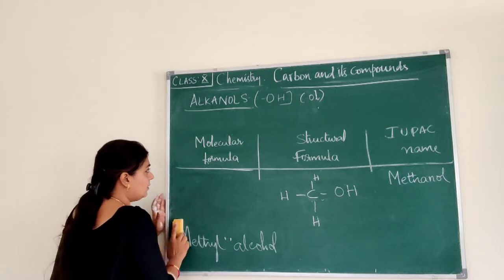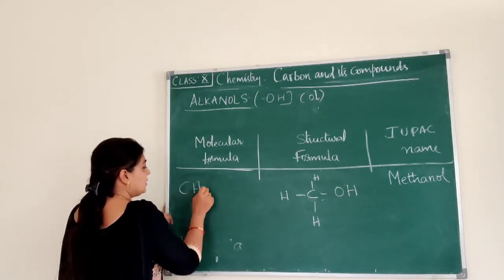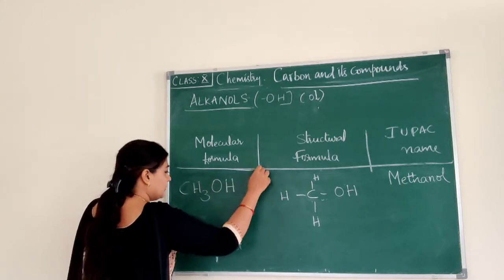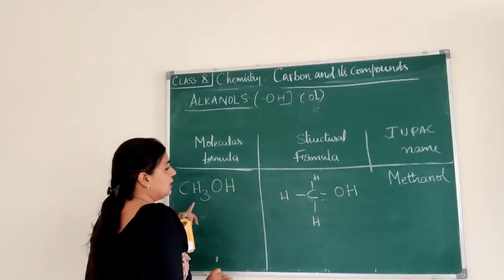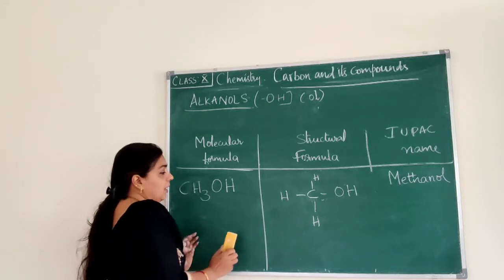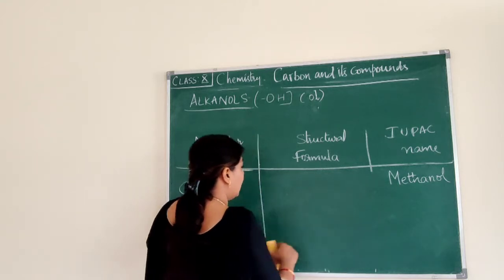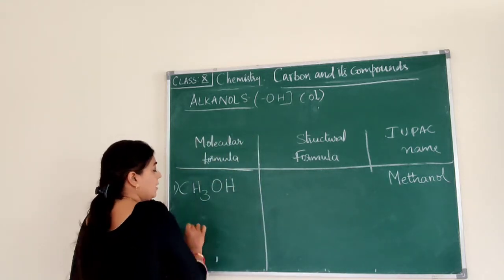So how do you write the molecular formula? Molecular formula will be CH3OH. So what is CH3OH? CH3OH is methanol. So let us do it for ethyl alcohol. Okay, so this is methanol.